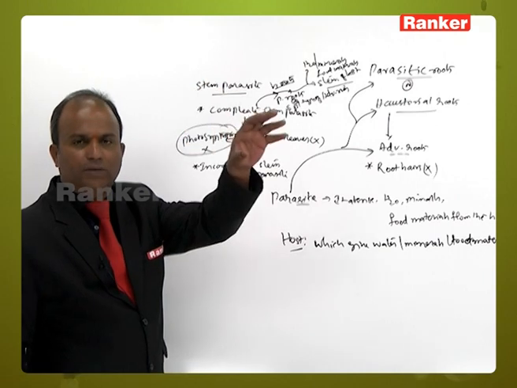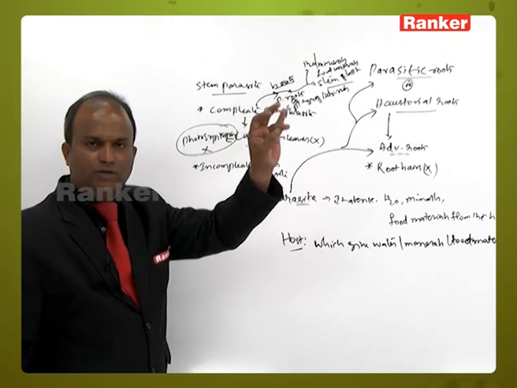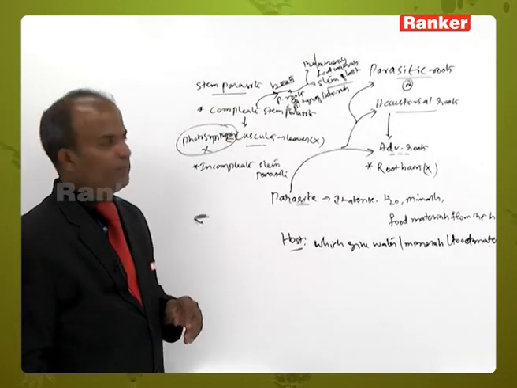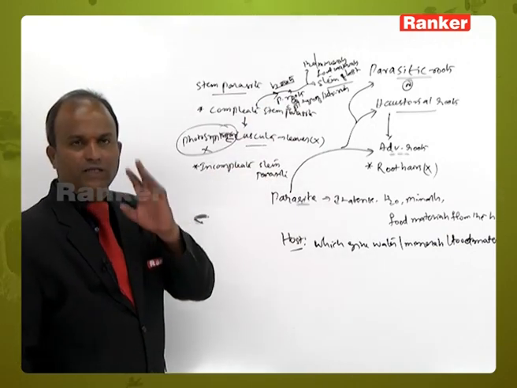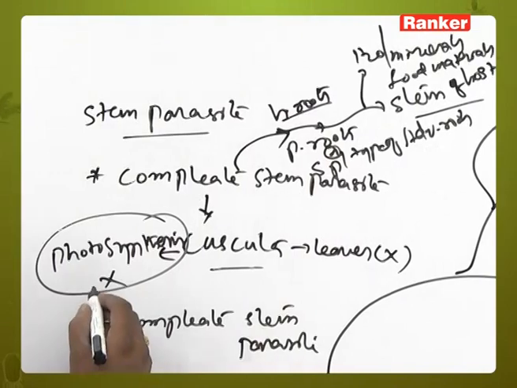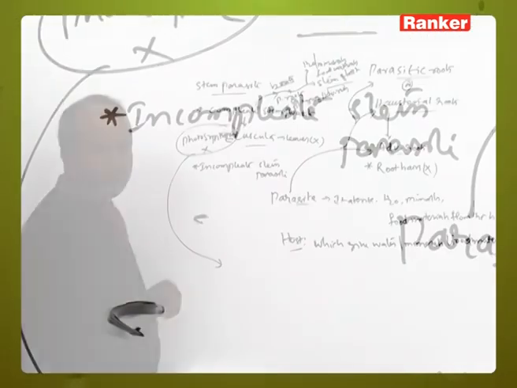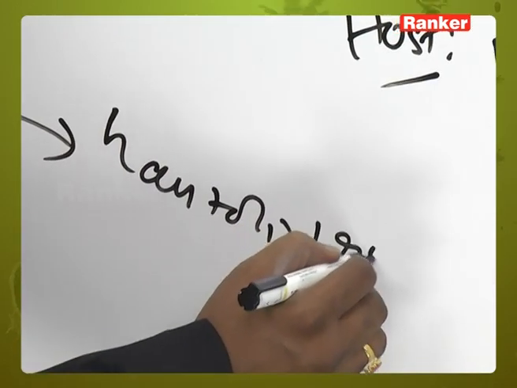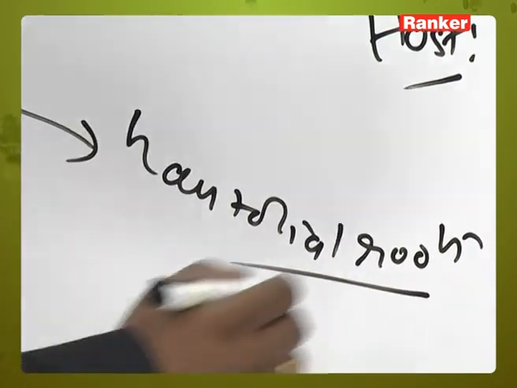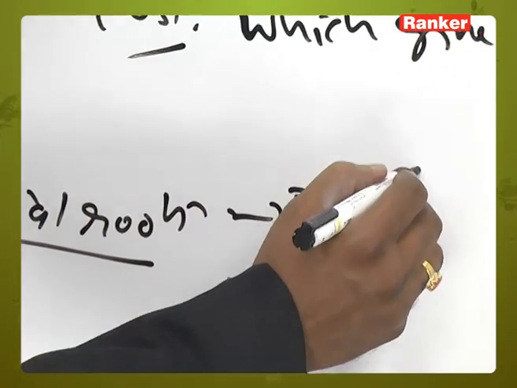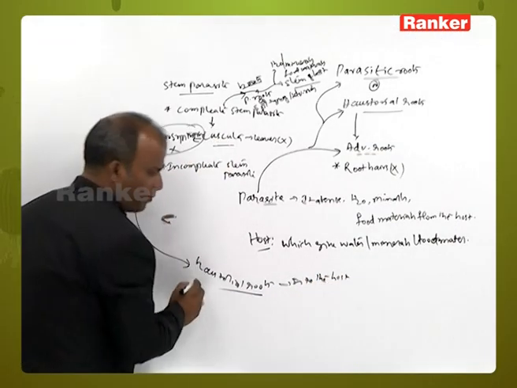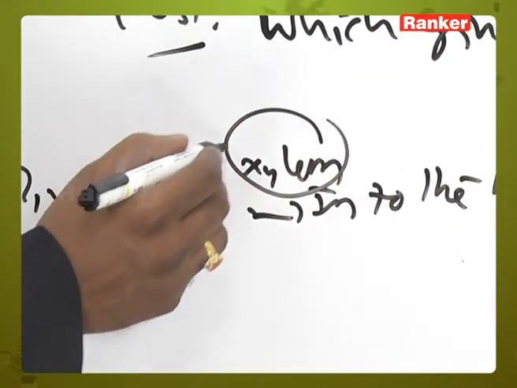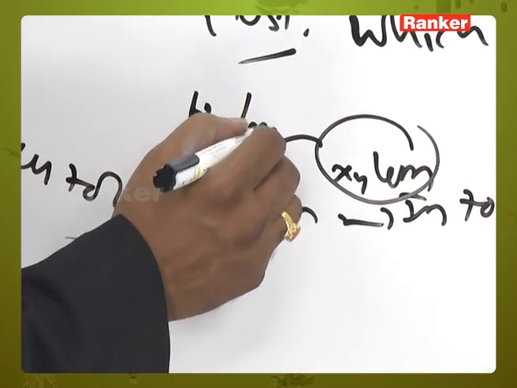That means it depends upon the host not only for water, not only for minerals, but also for food materials. Now this complete stem parasite, Cuscuta, penetrates its haustorial roots into the host. It penetrates its haustorial roots into the xylem of the host in order to absorb water and minerals.